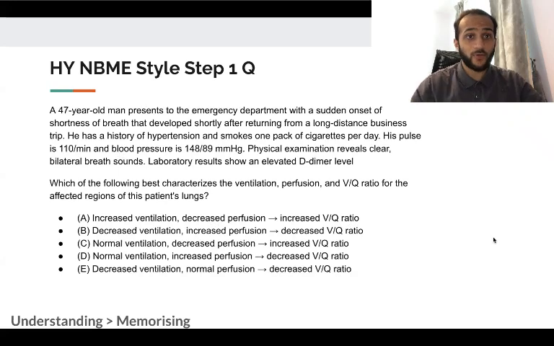Guys, today we're going to be solving a high-yield respiratory USMLE Step 1 question. The respiratory system on the USMLE Step 1 is one of the highest yield topics. Understanding its physiology and pathophysiology is super essential for passing the USMLE Step 1 exam.